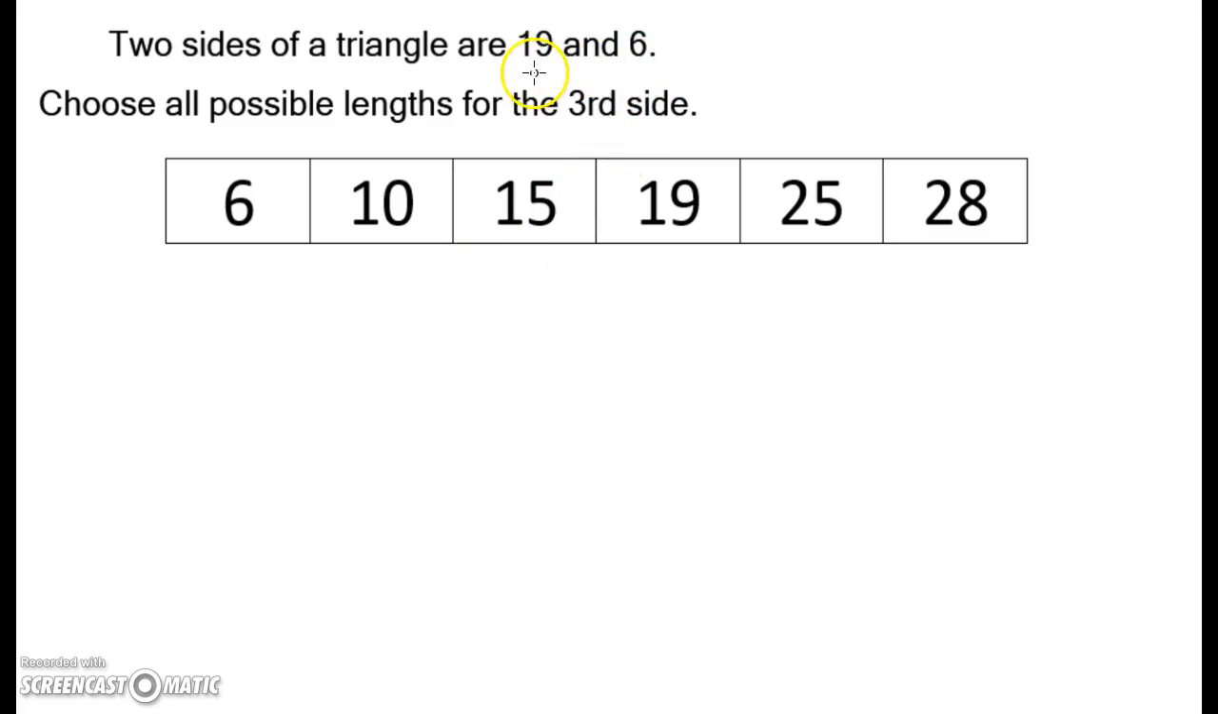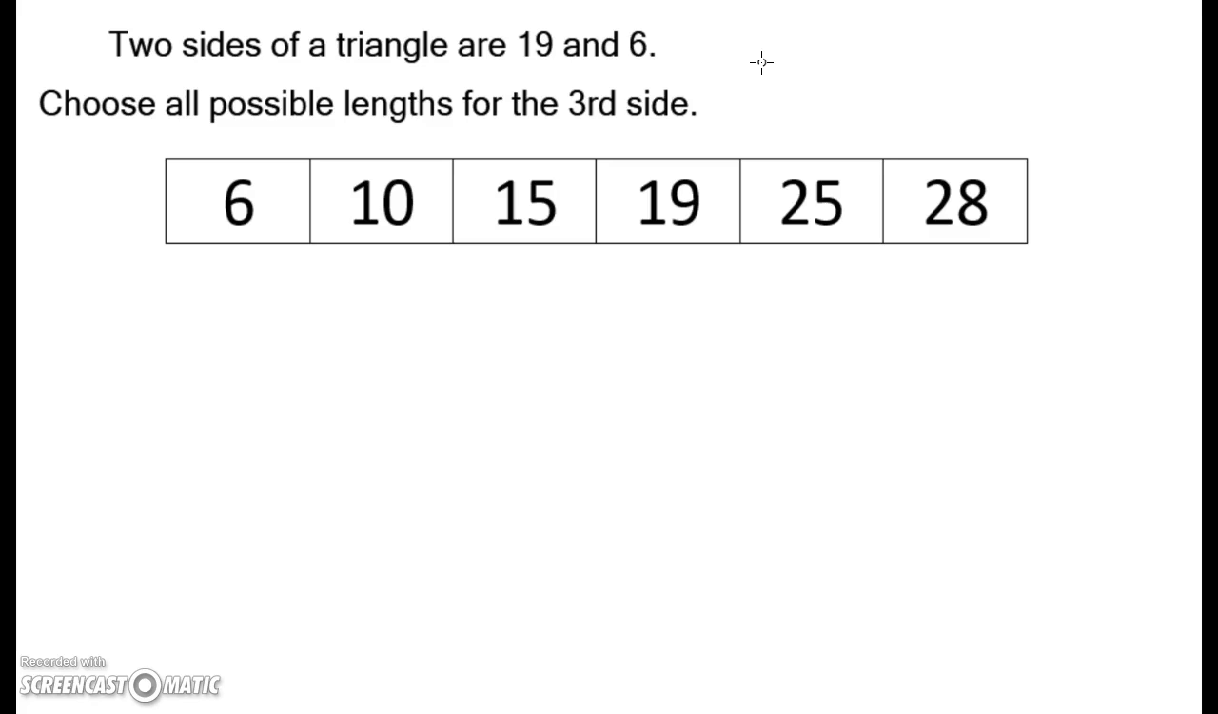So one way to do this would be to just try each one of these numbers one at a time. Say, okay, if I brought a 6 up here, I'd have a 19, a 6, and a 6. And then you can just go through and do exactly what we just did in the last example video. But there's actually a quicker way to do this.